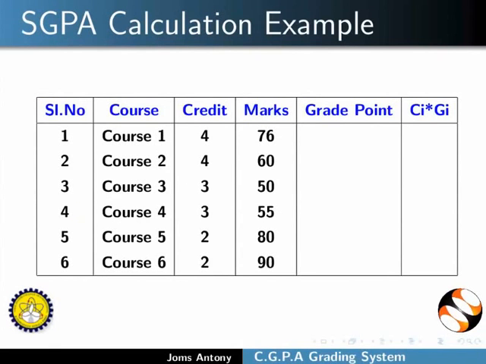Now, let us see an example of SGPA calculation. This table lists 6 different courses, credit points, and marks scored by a student in a given semester. It is possible to find the grade points obtained for each course by referring to the grade point scheme. For example, for course 1, the marks scored is 76 and the corresponding grade point is 9. For course 2, the marks scored is 60 and the corresponding grade point is 7, and so on.